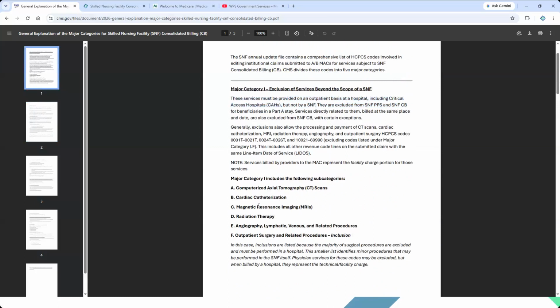Does it meet the MRI code list? If it's on the code list and it was done at a critical access hospital, it would be excluded. Therefore, the ambulance trip associated would be excluded. But if it's an MRI, even though it's on this list, but it was done at a freestanding diagnostic center, then it's included because it doesn't meet this portion of the statement. That's how the ambulance trip works.